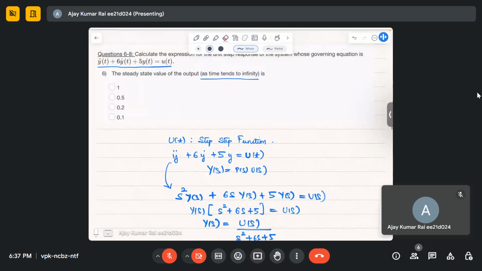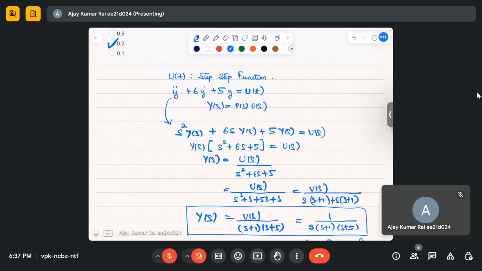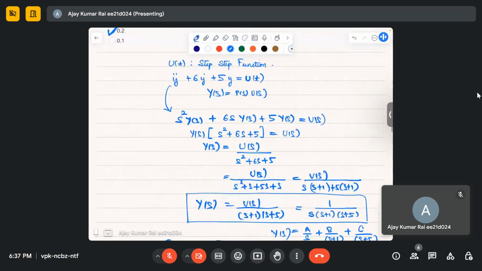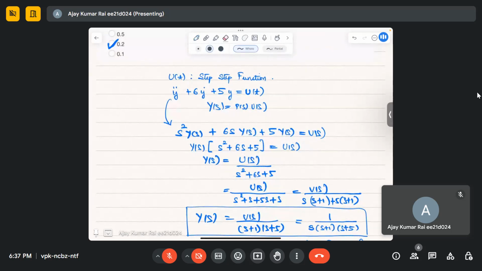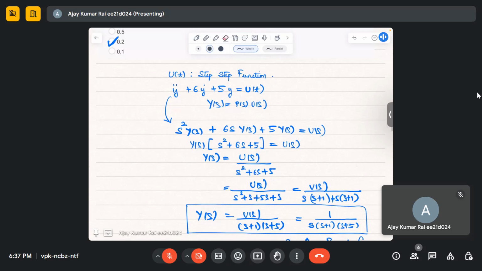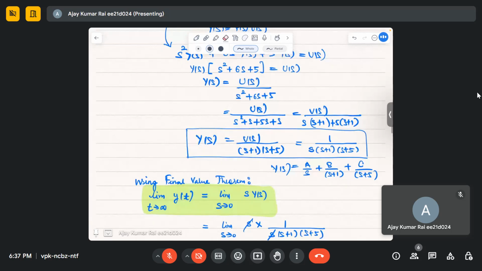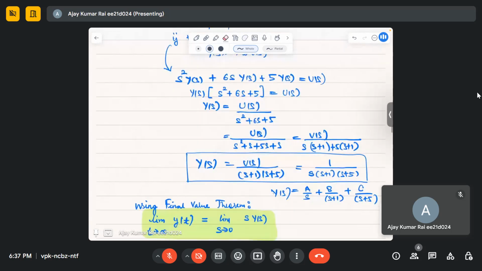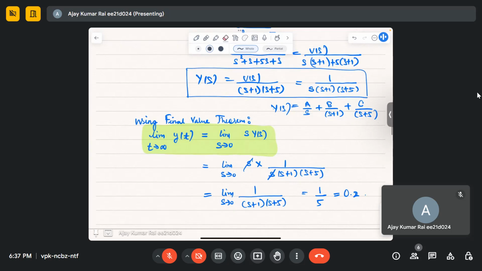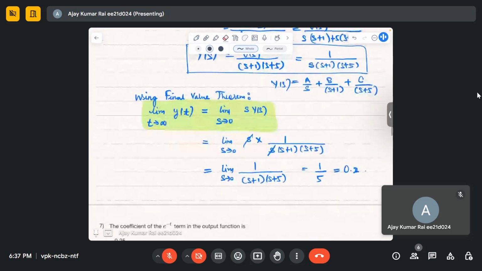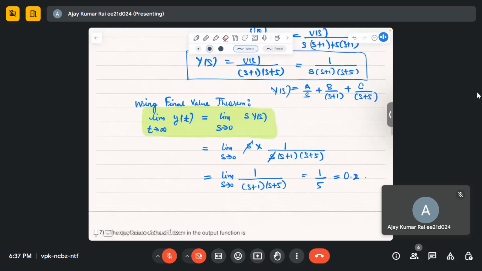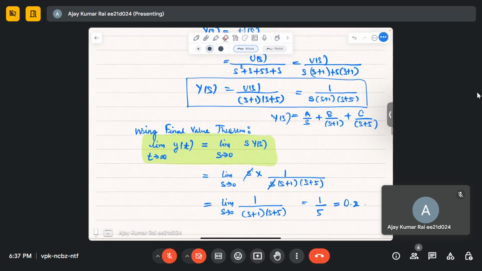So see, option 3 is correct, 0.2. Any doubt in this? Simple. The governing equation was with us, and we just took the Laplace transform. What was asked is the steady state value, so I applied the final value theorem, which is limit s tends to 0 of s into y of s. Directly if I put s equal to 0, I will get 1 by 5, which is equal to 0.2.